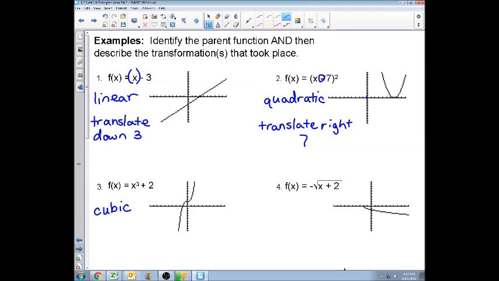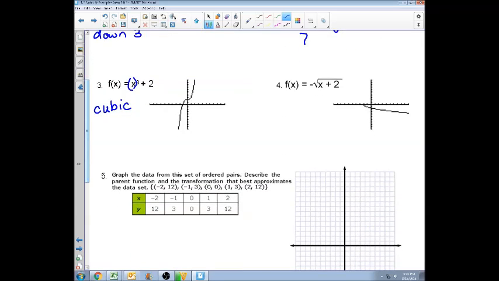Again, I do not have any parentheses, so I can go ahead and add them just around my x, which means that I'm going to be adding outside of the parenthesis. We just talked about what happens when we add or subtract outside the parenthesis. In this case, I'm going to follow my sign, which is positive. So if I have a positive sign, I'm going to translate up 2.